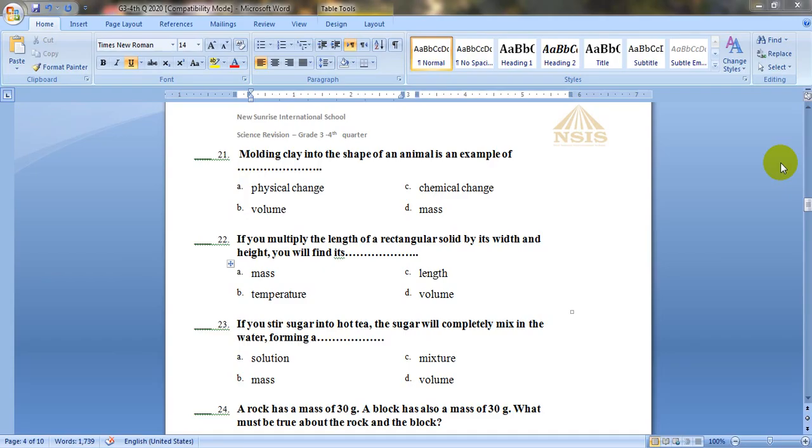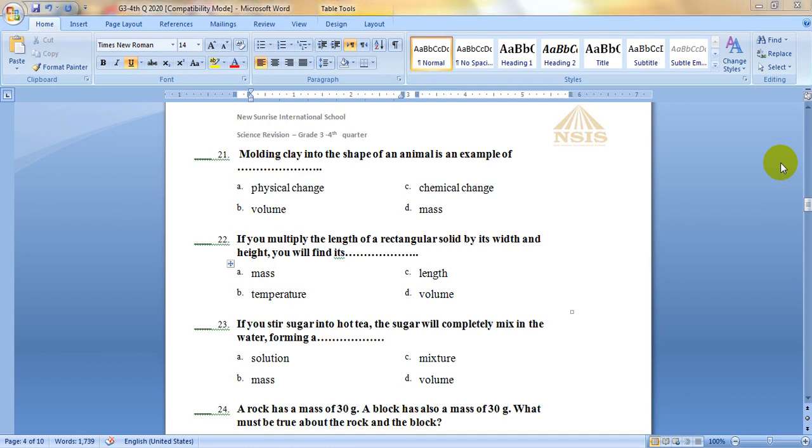Hello grade 3, welcome to our new science session. Today we will complete solving the science revision sheet for the fourth quarter. Today we will start with question number 21. Please open your sheets and let's get started.